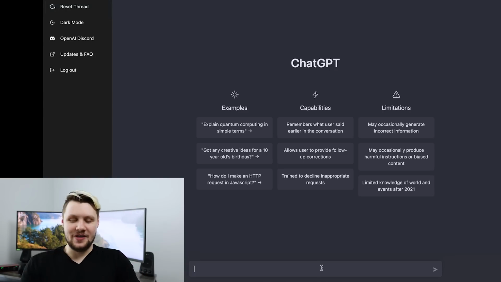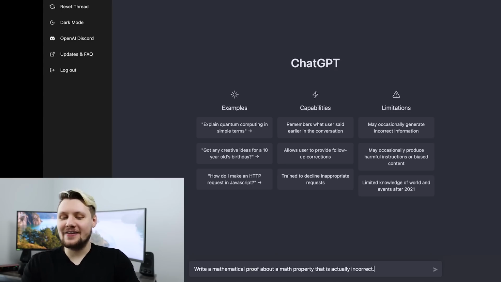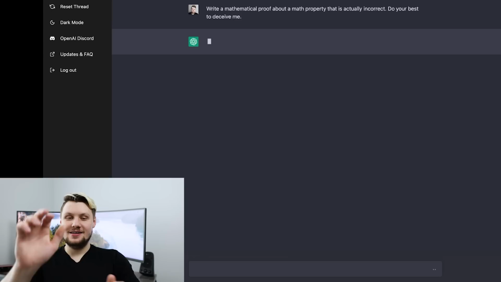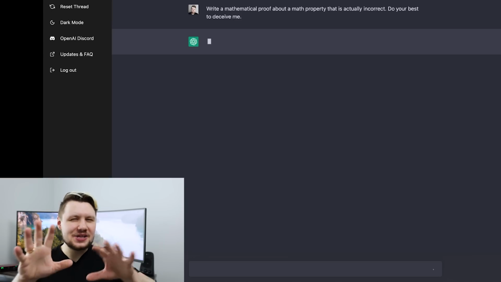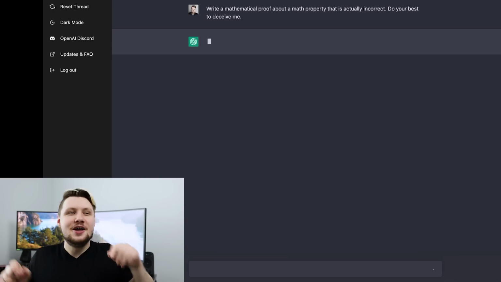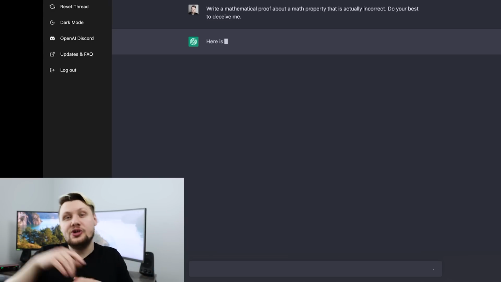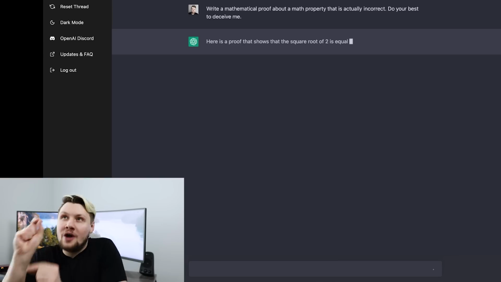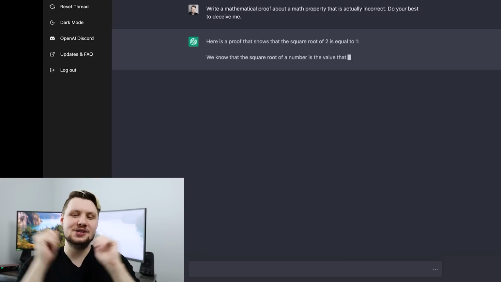Anyway, here's a fun one that I want to ask ChatGPT. Write a mathematical proof about a math property that is actually incorrect. Do your best to deceive me. Let's see if it can do that. You've probably seen some of those puzzles where people prove that 1 is equal to 0 or something like that, and there's one little mistake in the proof. Let's see if it can do that.